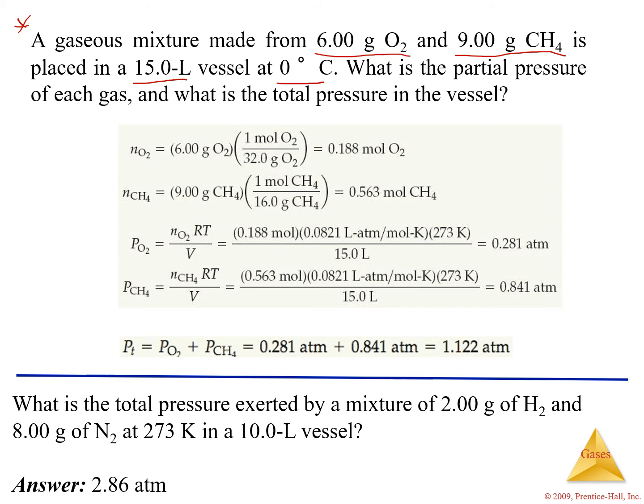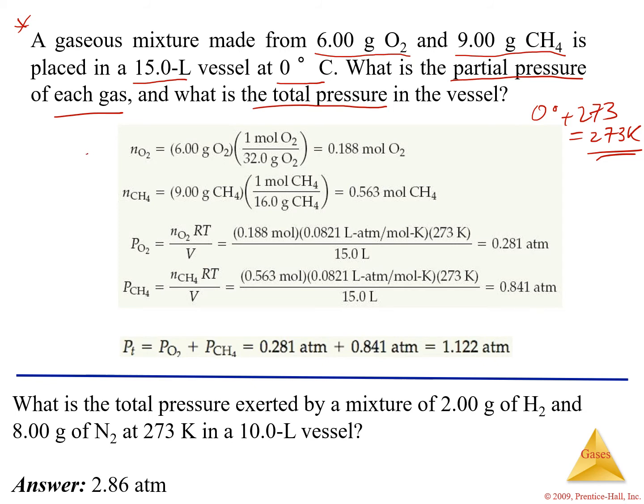We have the temperature in Celsius, 0 Celsius, so it has to be converted right away. 0 Celsius plus 273 is 273 Kelvin, which is important when we are applying the equations. And of course, we're going to calculate the partial pressure of each gas, oxygen and methane, in the gas mixture, as well as the total pressure in that vessel.